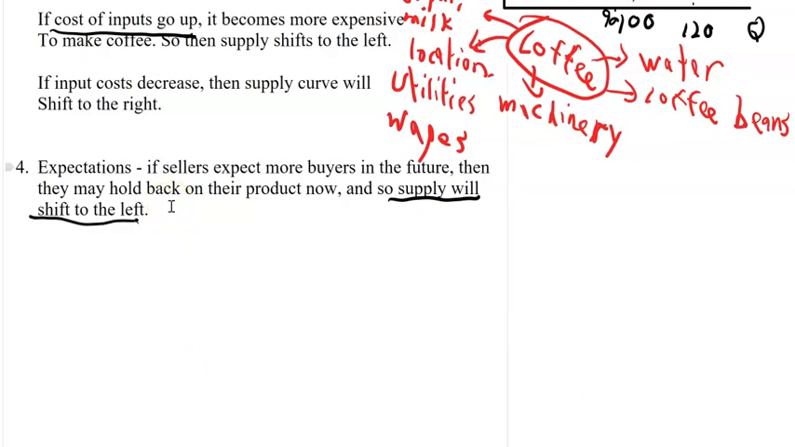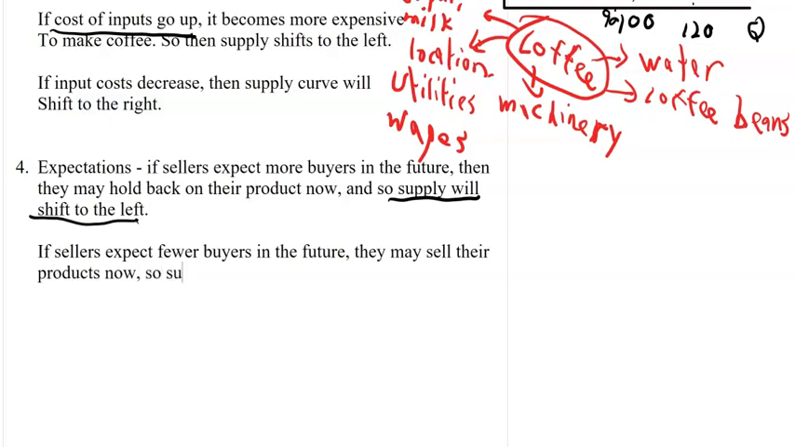Another example could be fashion. Maybe people are thinking that this trend will be more popular in the future, so they are going to hold on to it now, hoping that in the future it will be more profitable to sell it then. On the other hand, if sellers expect fewer buyers in the future, they may sell their products now, so supply will shift to the right, or will increase now.